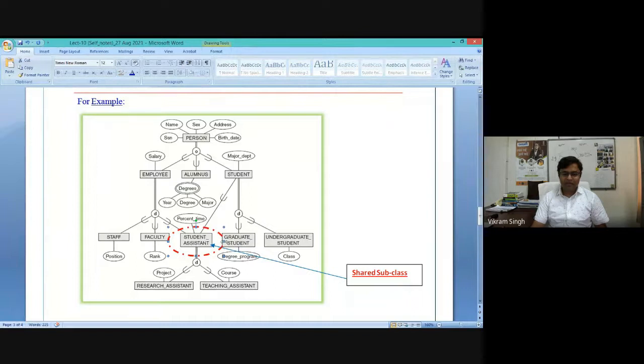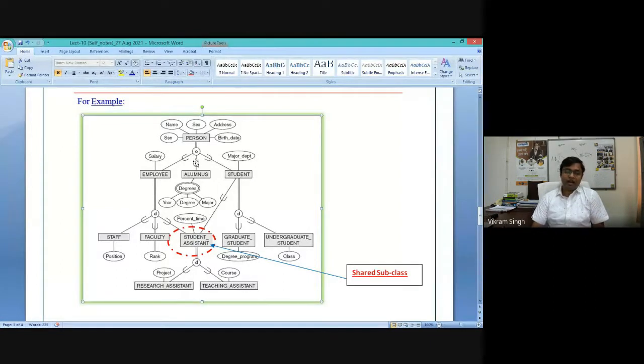Now, with this, if you see, the first level of specialization of the person entity is overlapping. Overlapping between employee, alumnus, and student, right? So employee is the person who is getting salary and is working for the organization. Now, alumnus is a student or maybe faculty who has completed his or her degree from the institute. Now, student is a third entity which indicates the list of students who are currently enrolled in the institute, right?